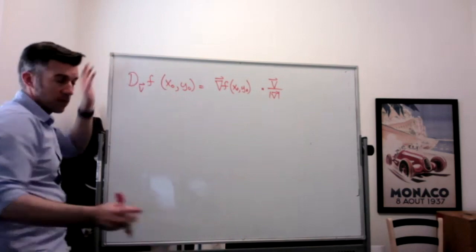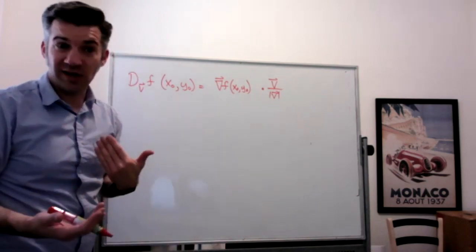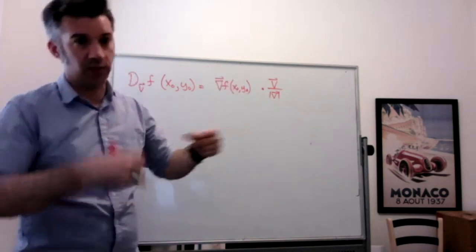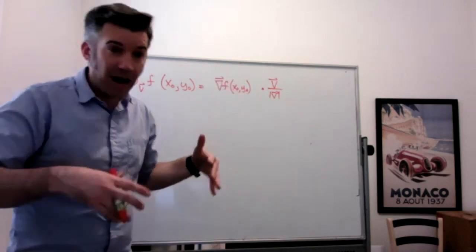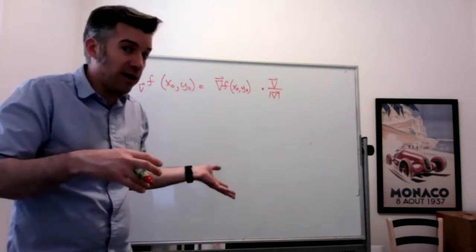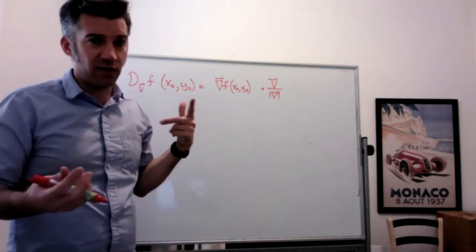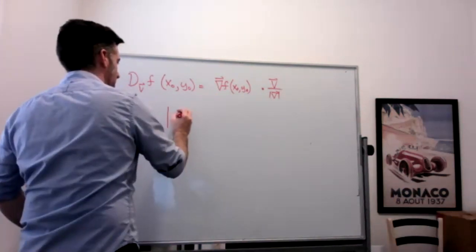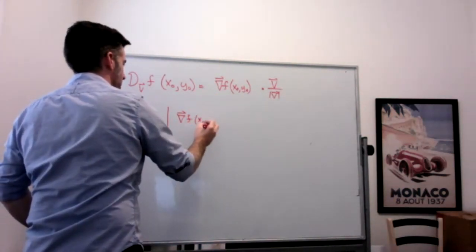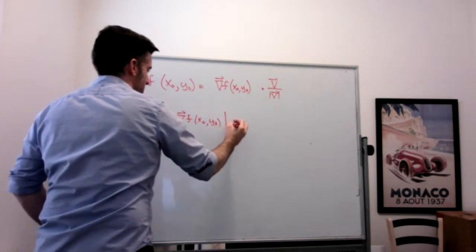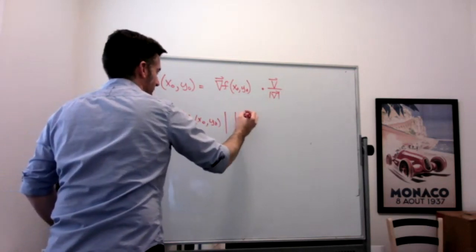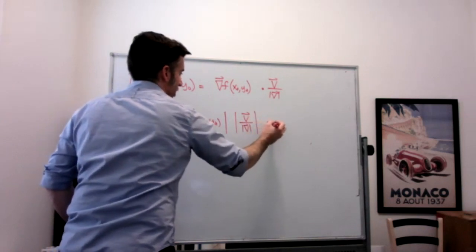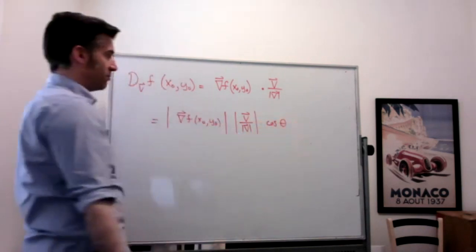Okay. But there's another way of calculating a dot product, right? So we've been doing the dot product thing where you do the x part times the x part plus the y part times the y part. But remember when we did dot products way back when? You can do the dot product by doing the magnitude of the first vector times the magnitude of the second vector times cosine of the angle between them.